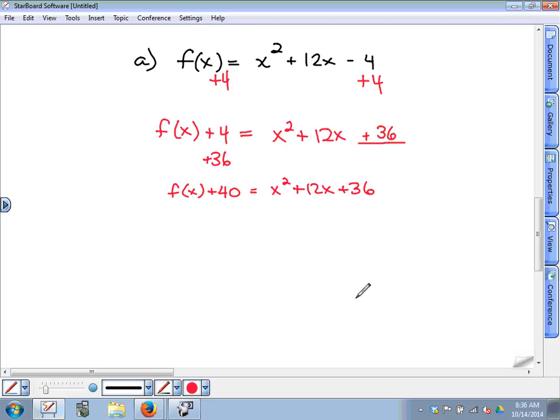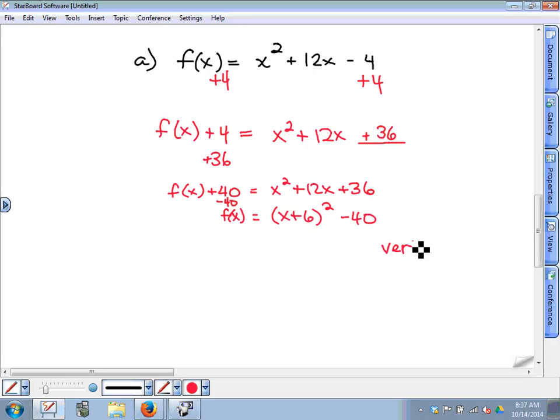Well, the point really isn't to write a perfect square. I mean, it is part of the set. But the point is to write it in factored form. X squared plus 12x plus 36 factors pretty nicely into x plus 6 squared. Okay, and I'm going to go ahead and subtract the 40 to the other side. And that's our function in standard form rather than in general form. F of x equals x plus 6 quantity squared minus 4.